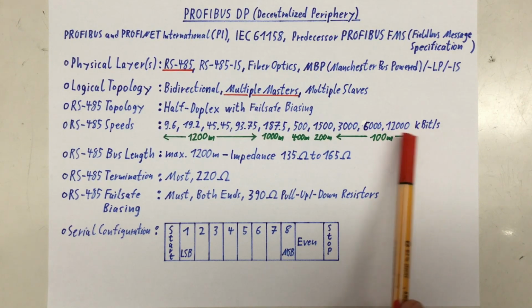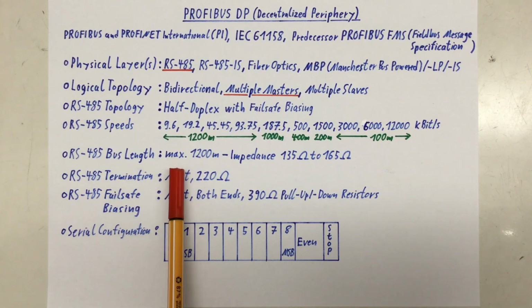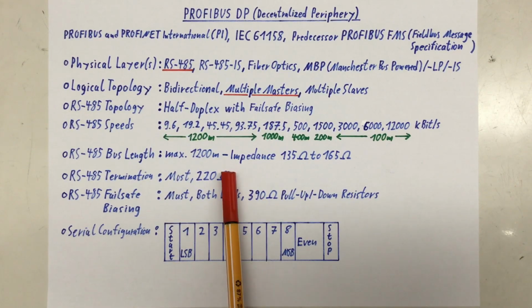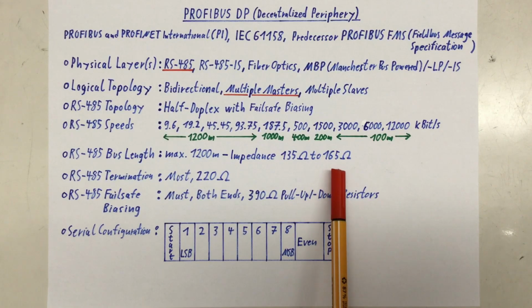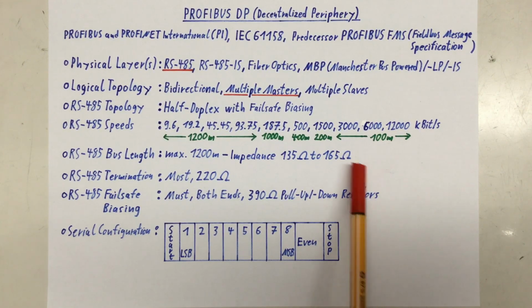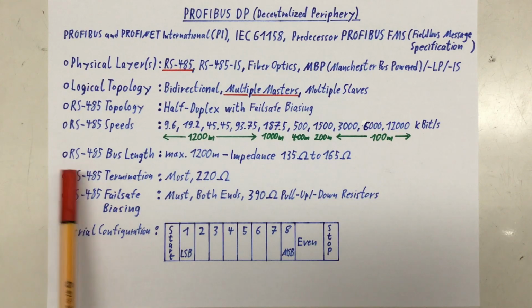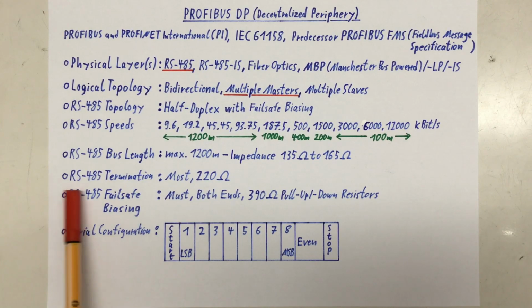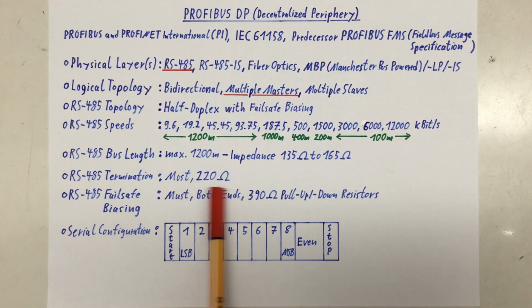So quite fast. The RS-485 bus length is at most 1200 meters, at least for the lower speeds, and the cable impedance should be between 135 and 165 ohms. That's quite high and much more than the 120 ohms described in the RS-485 standard. Terminating the RS-485 lines is a must, and you have to use 220 ohm resistors for that.